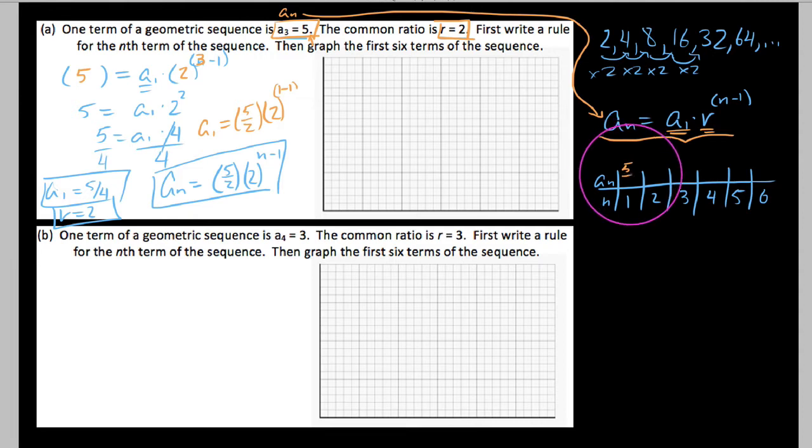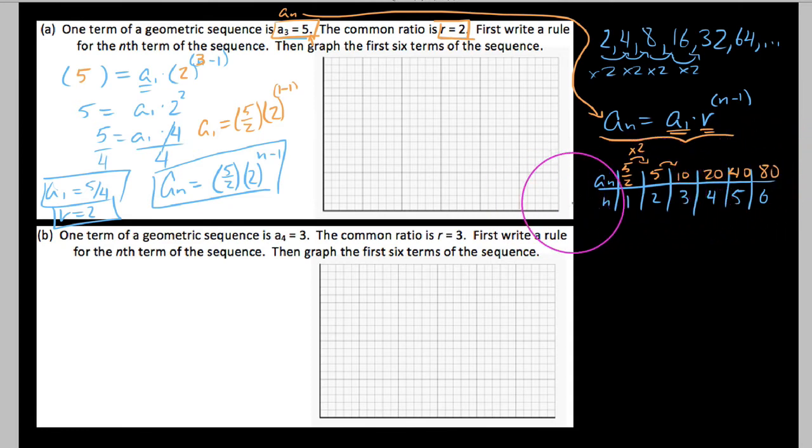The cool thing about this is we already know the r values. In other words, I already know what's going to come next. We'll take the initial value times 2. And if I take that times 2, I get 5/2, times 2 is 5, times 2 is 10, times 2 is 20, times 2 is 40, and times 2 is 80.